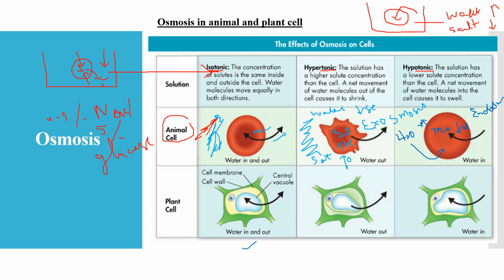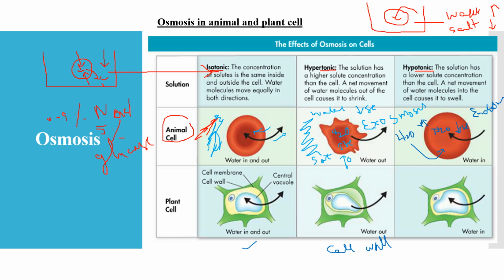But in case of plant cell, as you can see, the water molecules are coming out, but the cell will not get flaccid and will not shrink because of the presence of cell wall. In plant cell the cell wall is present, and the cell wall provides shape to the cell. So because of the presence of cell wall, even if water molecules have come out, the shape of the cell has not changed.